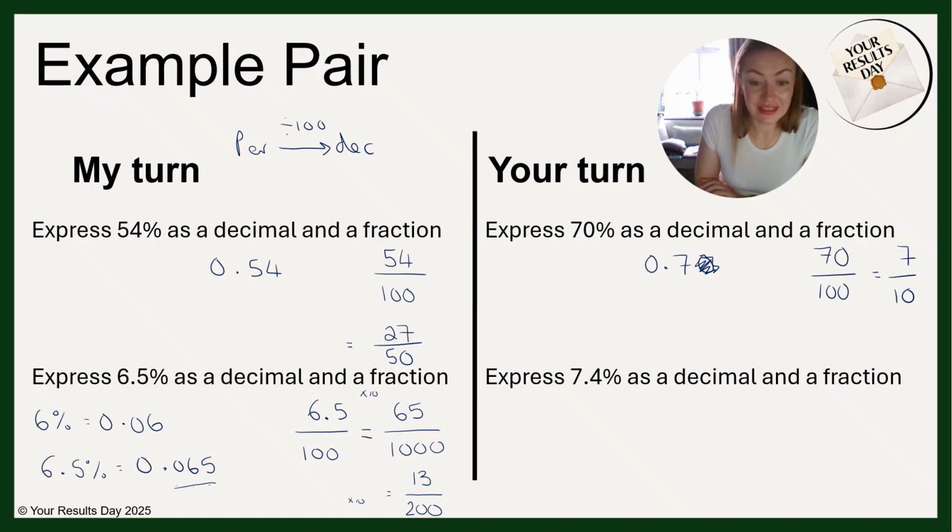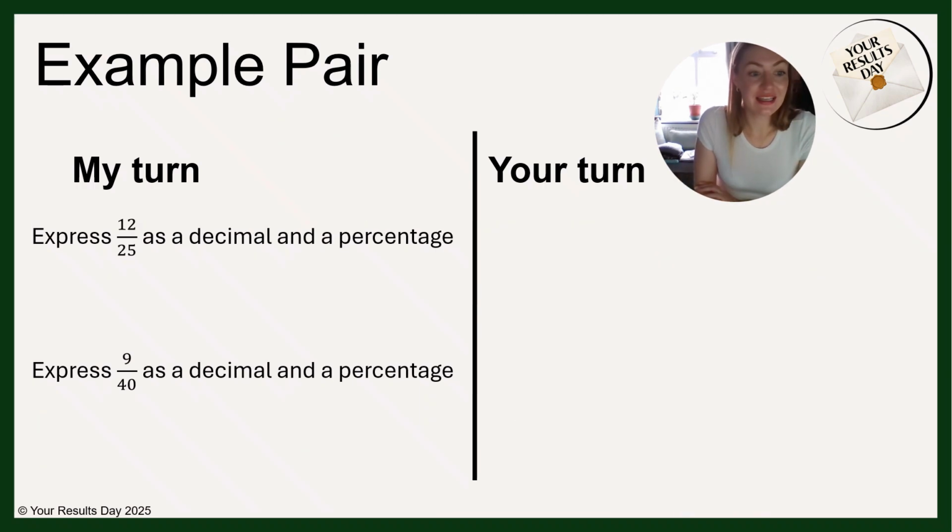And likewise with this one, as a decimal, we'll have 0.074, which as a fraction is 74 over 1,000, which simplifies to 37 over 500 because both numbers can be divided by 2. And here is our last set. And going from fractions is probably the most challenging for some people, so we'll see how we go.